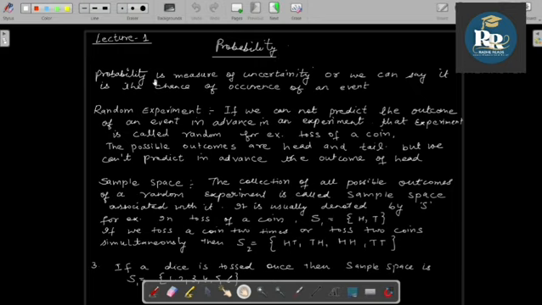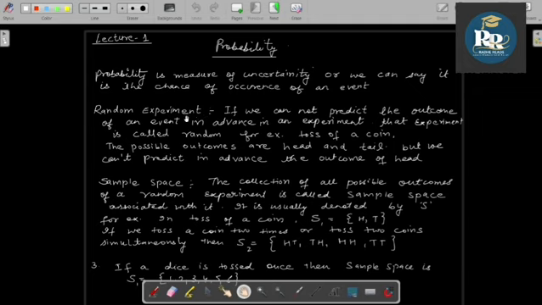So what is probability? As you know, probability is a chance of occurrence of an event. It is the measure of occurrence of an event, or you can say a measure of uncertainty, right? So before we go further, we first understand some terms associated with probability.